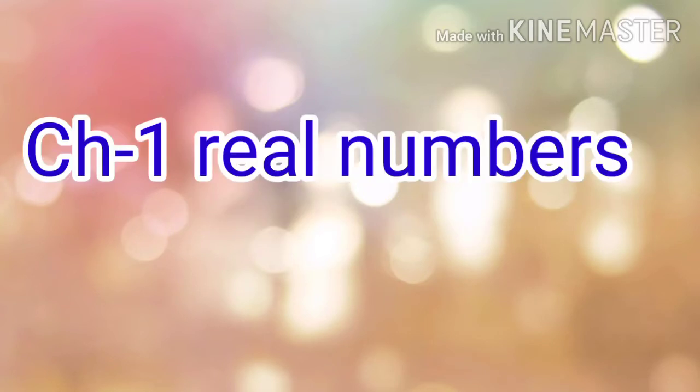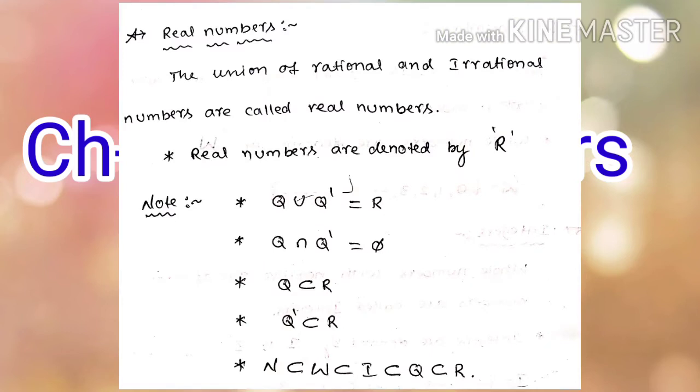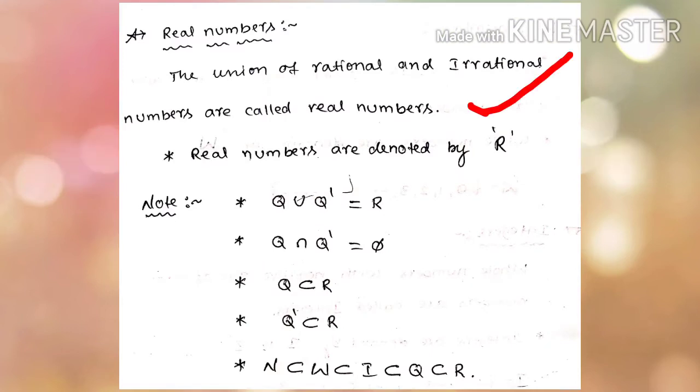Now the first lesson, chapter 1, real numbers. The definition: the union of rational numbers and irrational numbers is called real numbers. The real numbers are denoted by R, so Q union Q dash is equal to R. Q is rational, Q dash is irrational. Union is real number, so denoted by R.